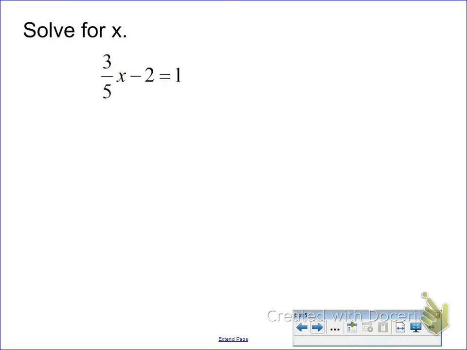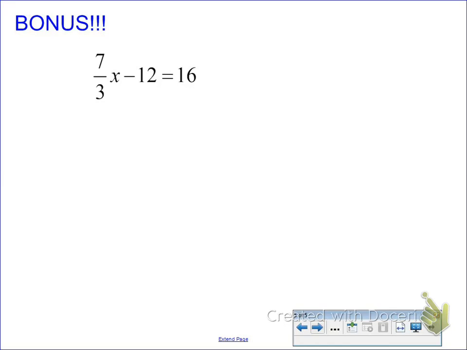Okay, so that's it for today. The bonus question is right here, so if you complete that, you're going to get an extra point. But I would use this as extra practice for understanding how to solve two-step equations. Thanks.